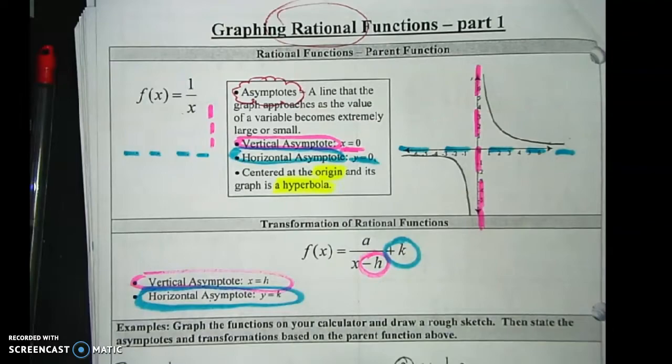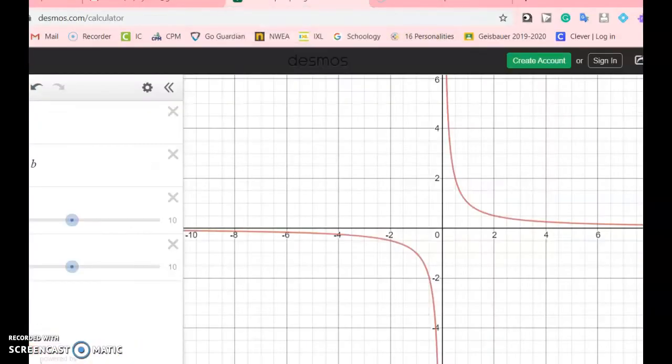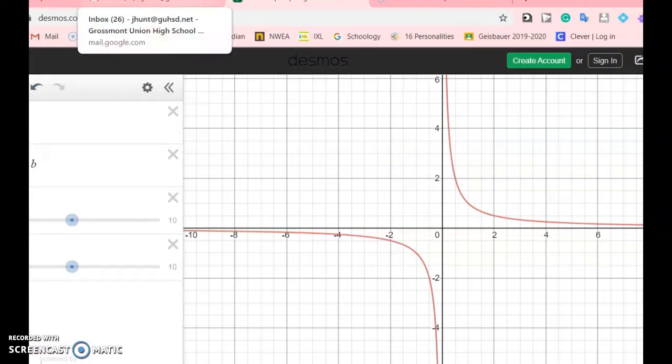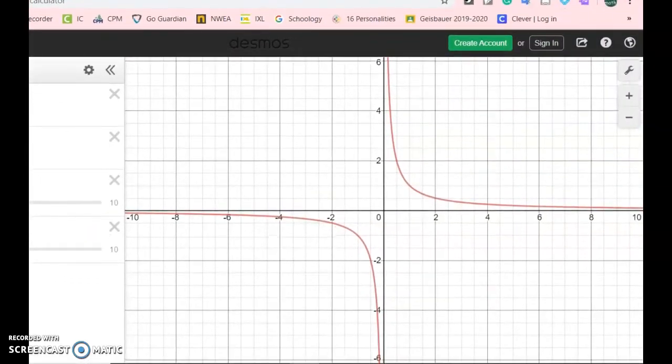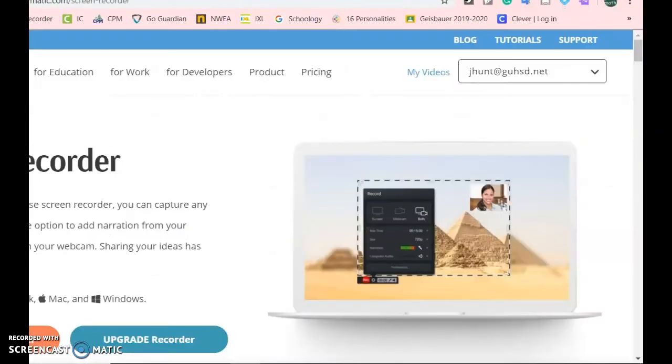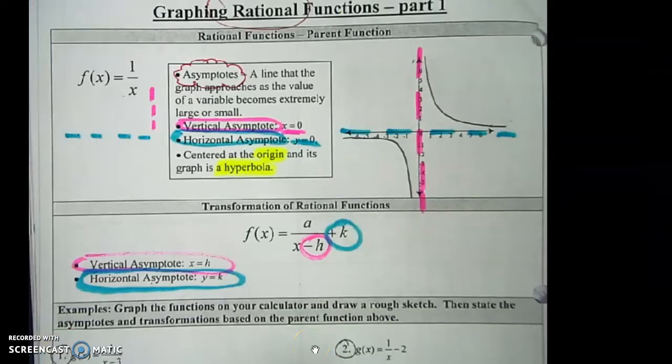What I want you to see, too, is that when I graph the parent function, there it is in Desmos, okay? If I move this over, you can see there's y equals x. Ignore the other stuff. All right, let's go back to the screen. Not as coordinated at all of that.